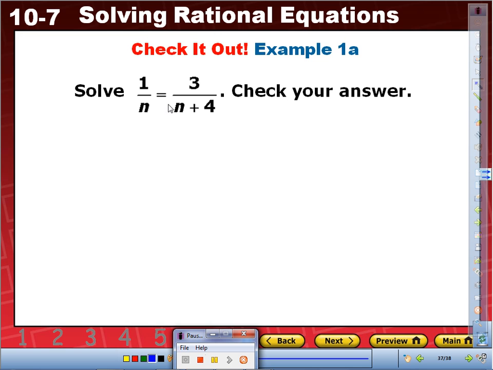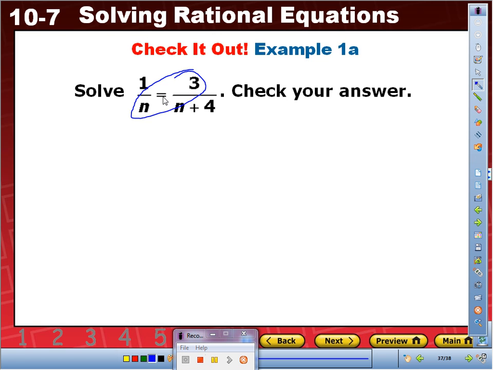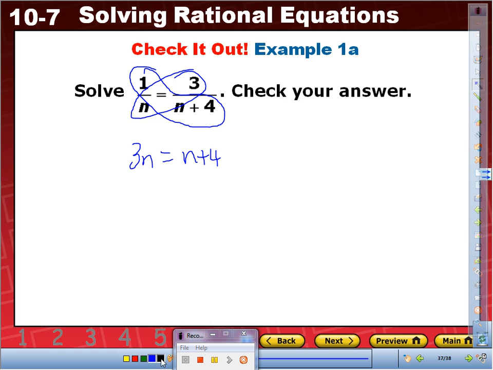Here goes the process. Cross multiply. 3 times n is 3n equals 1 times n plus 4, which is n plus 4. Let's solve. Get all variables to one side and subtract 1n, subtract 1n. We're left with 2n equals 4, divide by 2, divide by 2, n equals 2. Check.